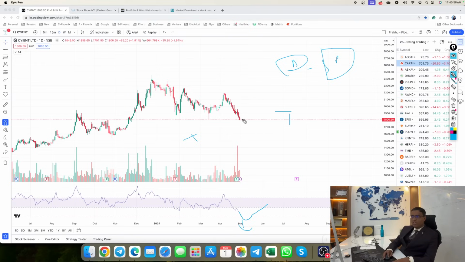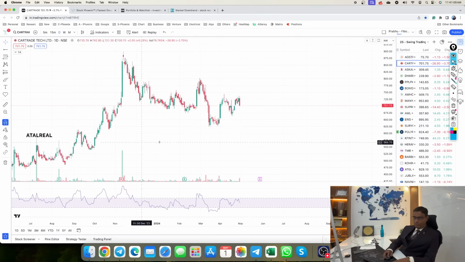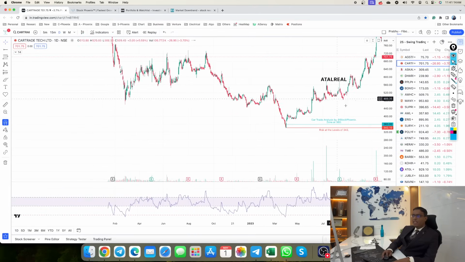So you have to wait for a further downfall, a reversal candle, and wait for RSI crossing 40, then the entry will be taken. That is what we're going to learn in detail in the rest of the session. Once it crosses 40, you can make an entry, and it will keep going up.